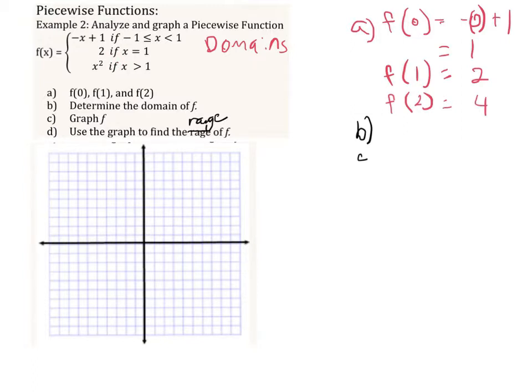So what I'm going to do is I'm going to draw all 3, and then I'm going to kind of chop them up based on where they should be. So negative x plus 1, so I have a y-intercept at 1 with a negative slope. So it should look something like that. Okay? We'll call this function A, say. Alright? And then we've got a horizontal line, 2.